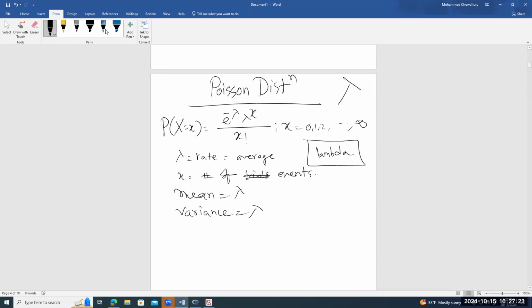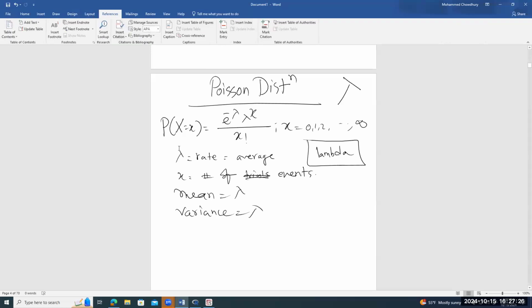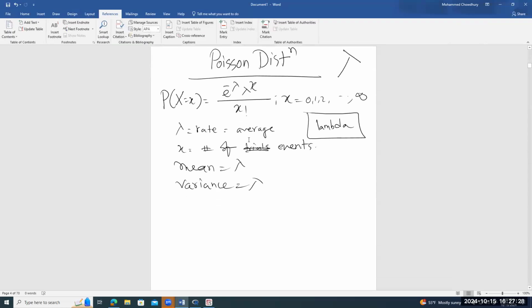Okay, so now let me write a problem. You finish writing, then I want to tell something. The variance is just lambda. Equal. So this is the only probability distribution that has the same mean and variance. Clear?